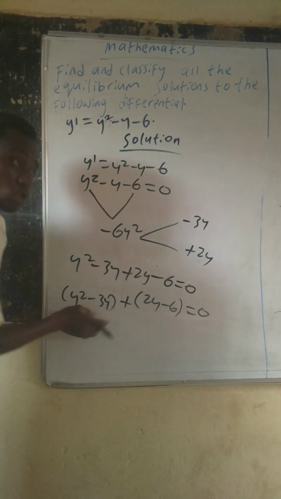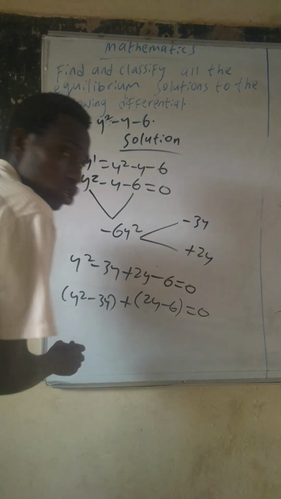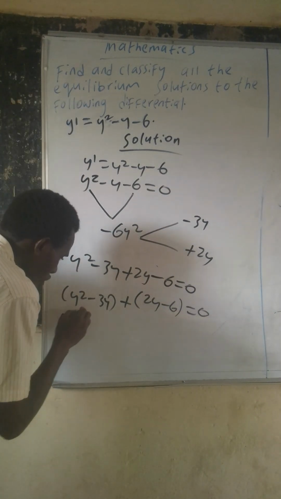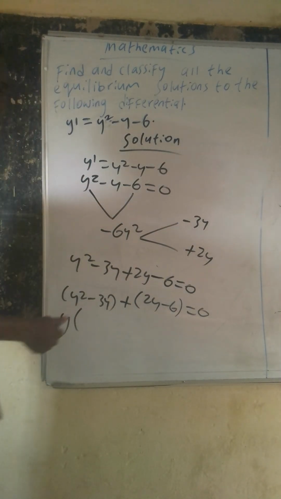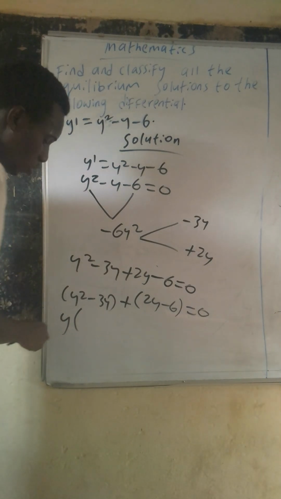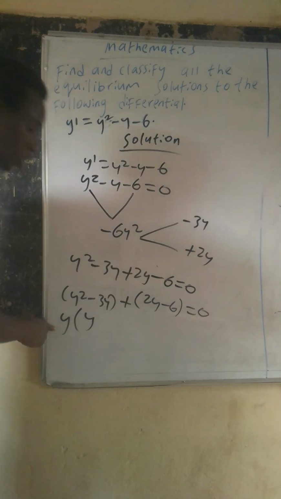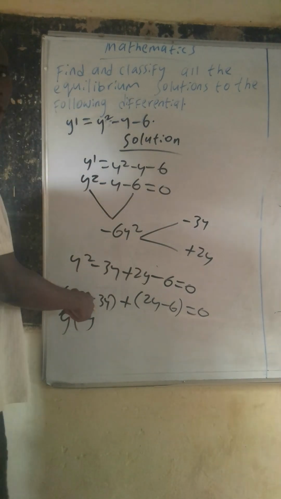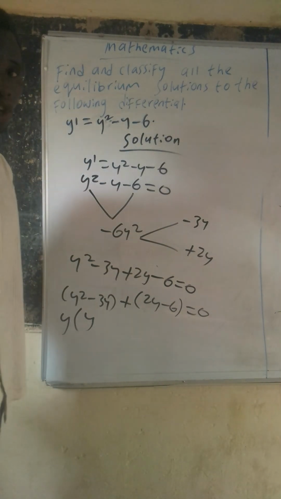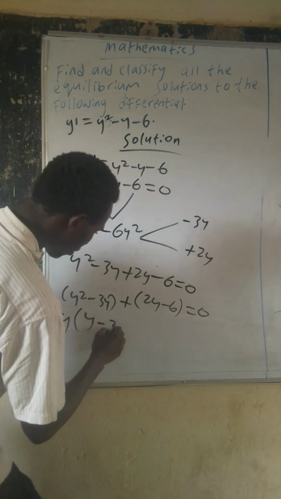The common factor between y squared and minus 3y is y. So when we factor out y from y squared, what will remain? What will we multiply by y to give y squared? It's y. When you factor out y from minus 3y, what is going to remain? It's minus 3.